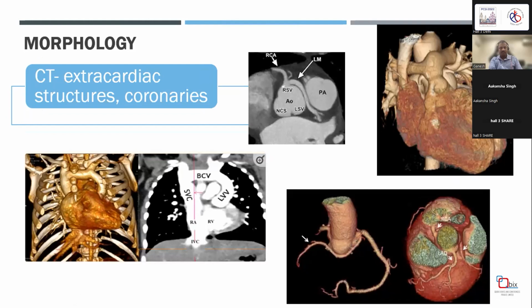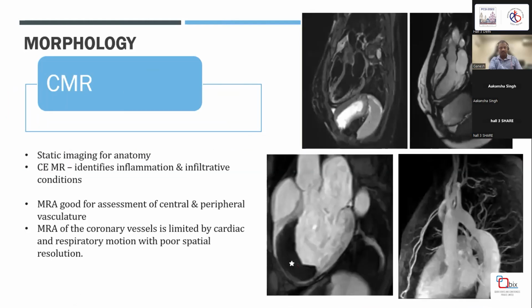So this is the kind of definition we get from CT. Then CMR, the latest, advanced imaging technique, can do static imaging for anatomy. In addition to that, there's phase contrast or contrast enhanced MRI. That is very good. It identifies inflammation, infiltrative conditions, and some scar tissues. And then we can do MR angiography for central and peripheral vasculatures, as I show in this example.